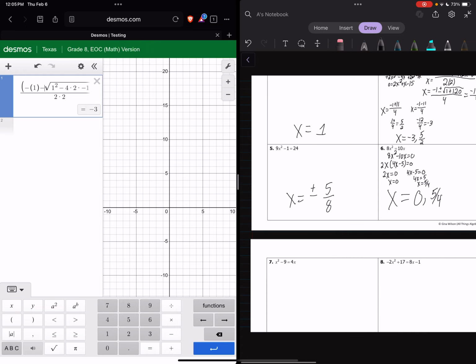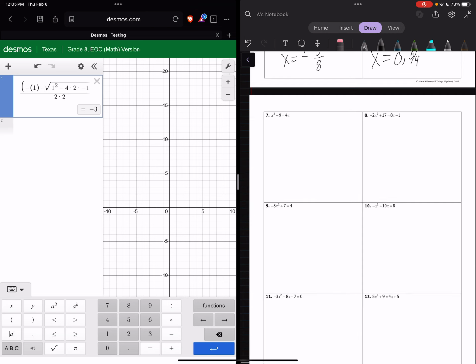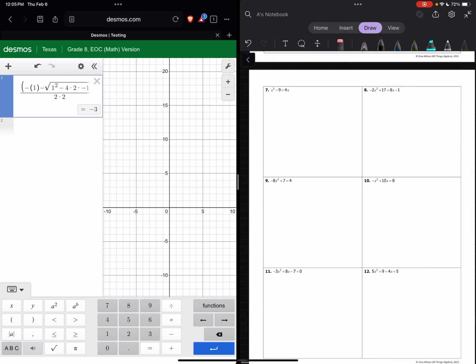All right, let's move on to the next page. Got 6 more problems and we're done. Now, the top page, all of them were nice, good numbers. You could have just used Desmos. You cannot just use Desmos on these problems, okay?